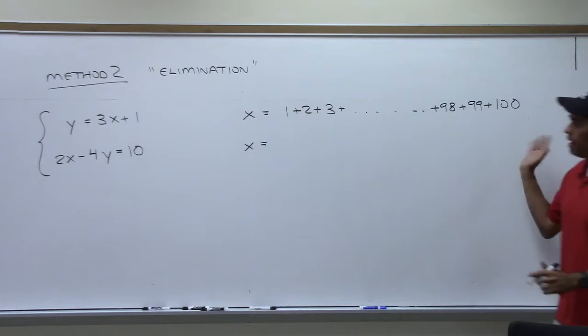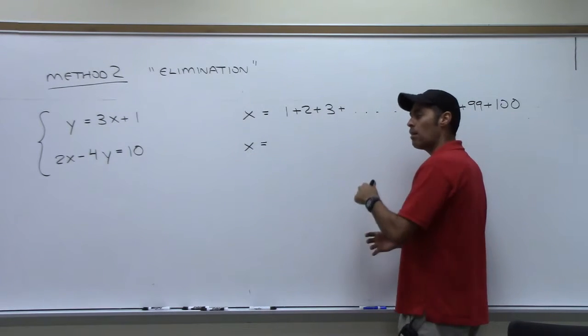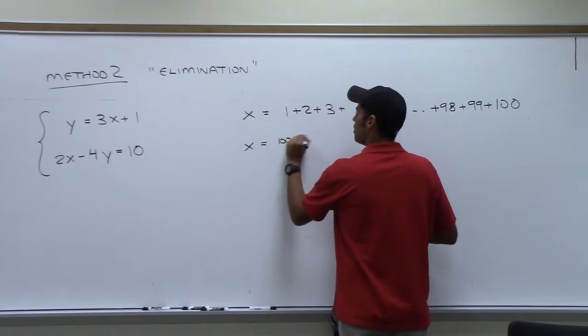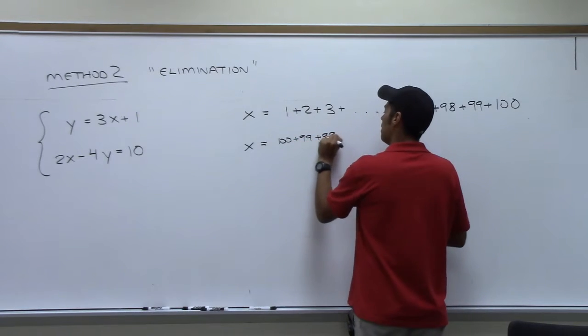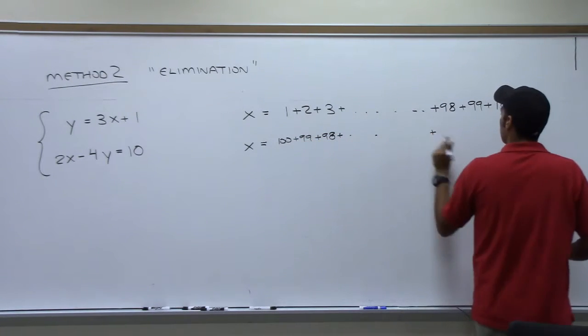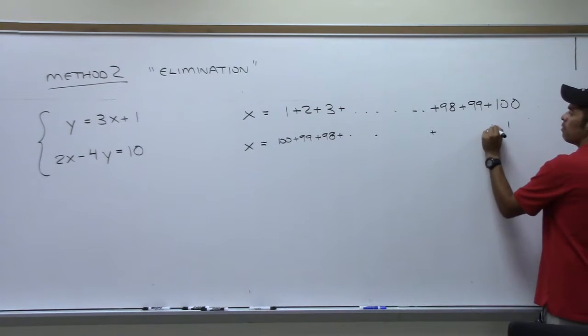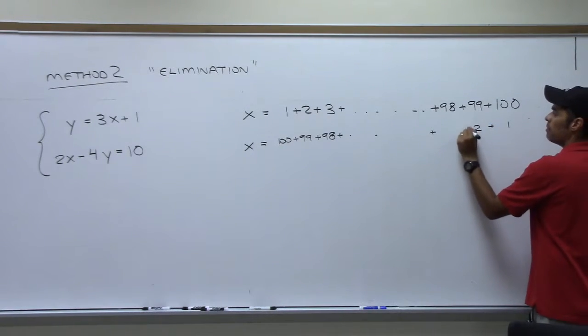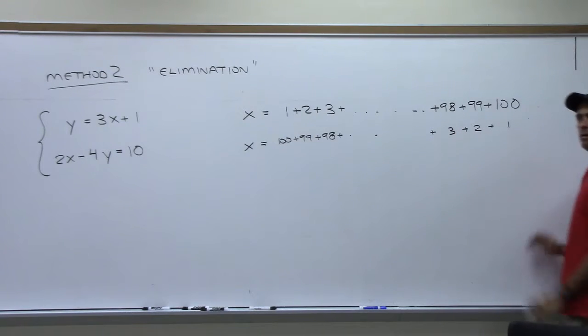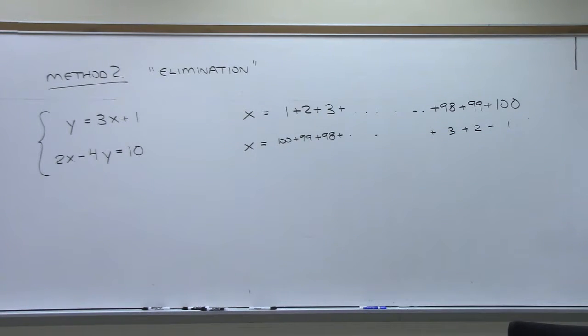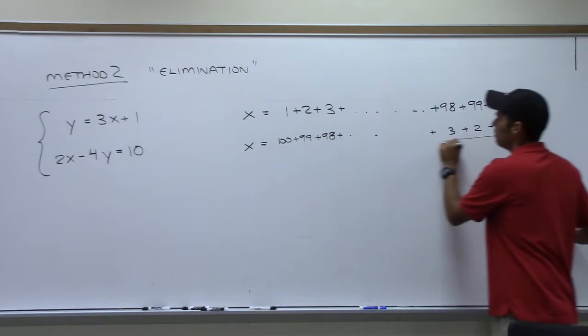So Gauss said, all right, I'm going to write these numbers down again, but I'm going to write them backwards. 100 plus 99 plus 98 plus dot, dot, dot, until I get down to the last three. The last one should be a what? A 1. The one before it should be 2, and the one before that should be 3. Got it? So far, nothing amazing? That's okay? Then Gauss said this.